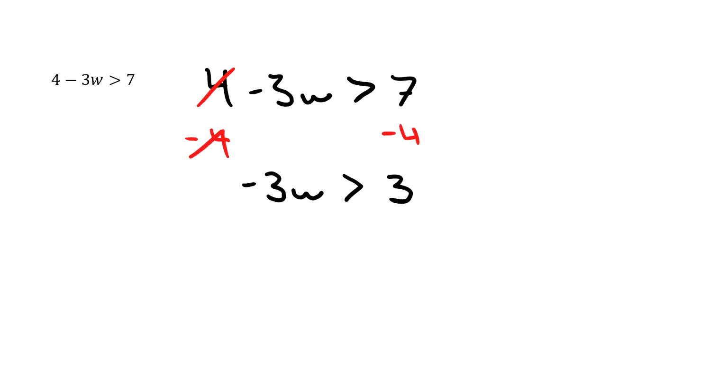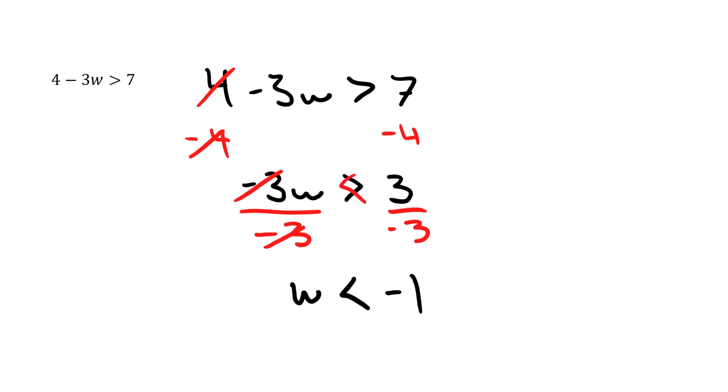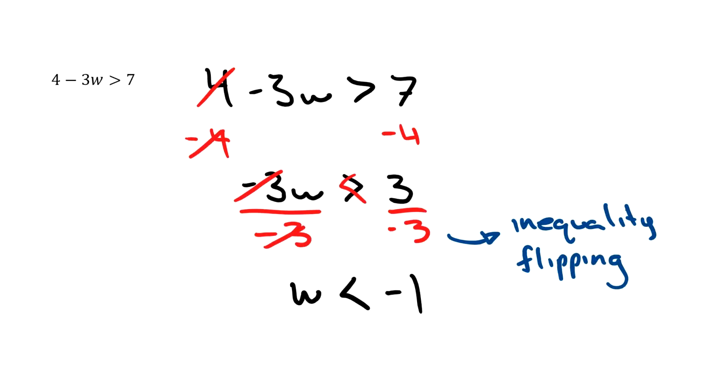Then we divide by our negative 3. Remember, when you divide, our inequality flips, so I need to make sure I take note of that. So we have w is less than 3 divided by negative 3, which is negative 1. Remember, we divided by that negative, so that resulted in the inequality flipping. Divide or multiply by a negative, inequality flips.